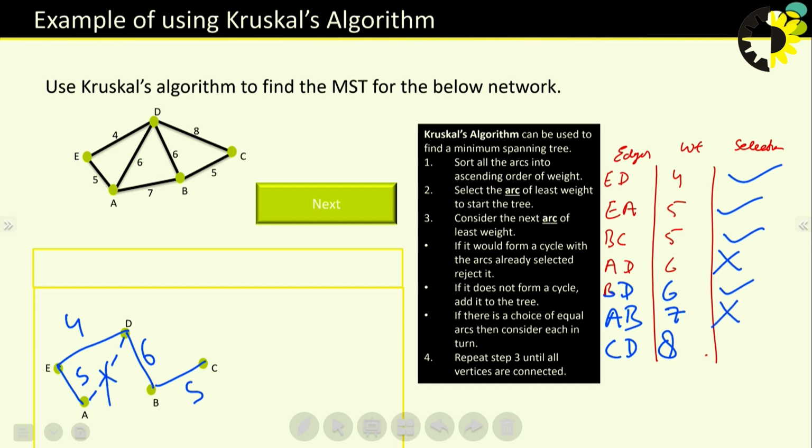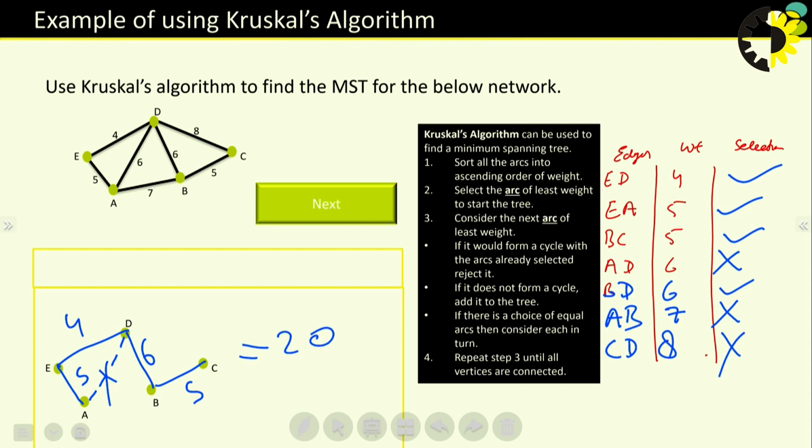Then CD. If you select the CD, then a circuit will be created. So here we will consider only 4 edges: ED, EA, BC and BD. Calculate these: 4, 5, 5, 14 plus 6, 20. Means the value is 20.